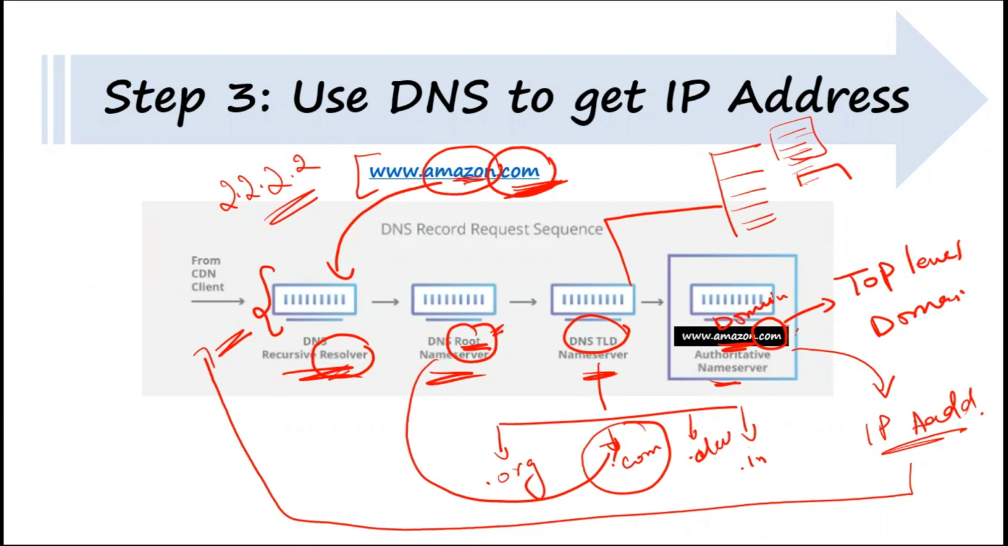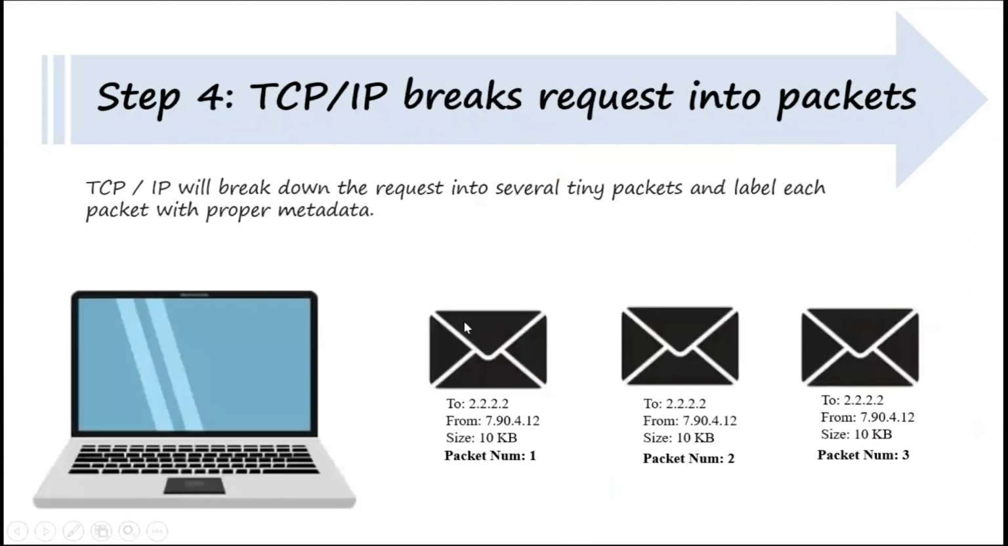After that, TCP and IP will break the request into several tiny parts. Your request to access a particular web page is broken down into several tiny packets, and each tells to whom I'm trying to access, from where I'm coming, this is the IP address of this PC, what is the size of each packet, and what is the number of a particular packet. So this is how the packets get generated.